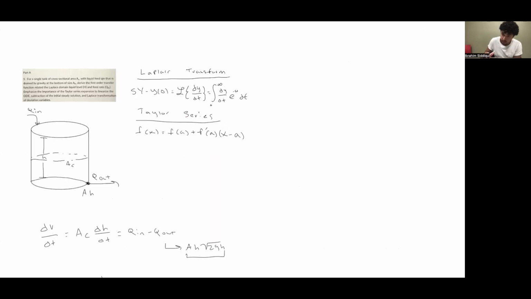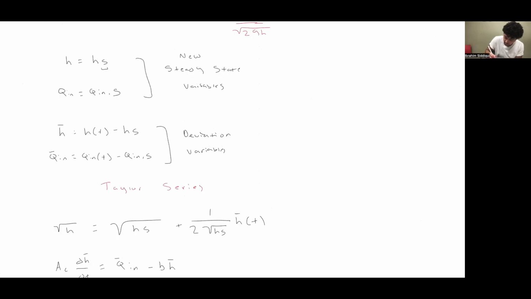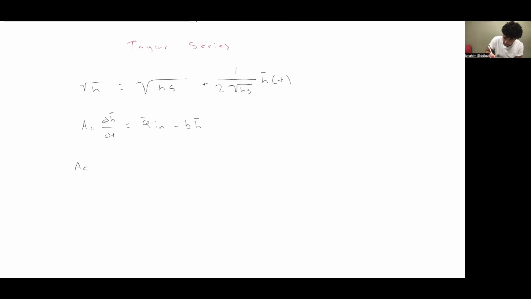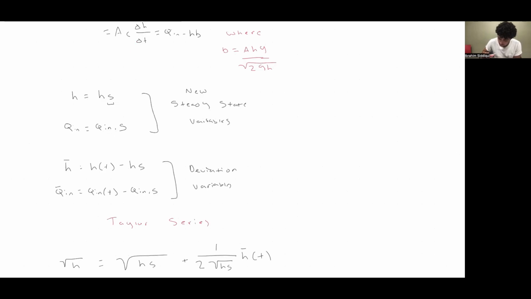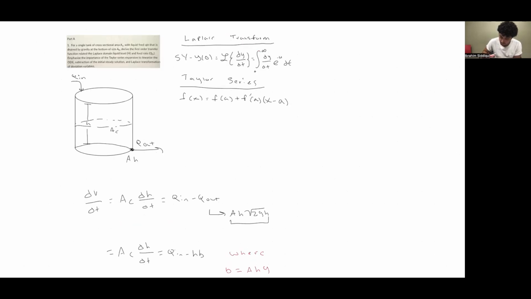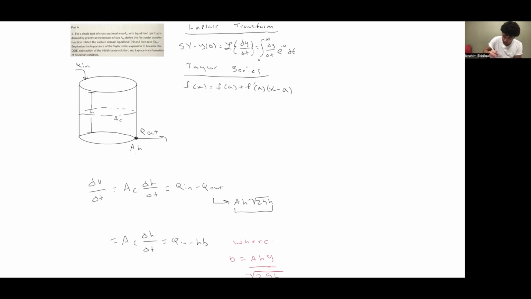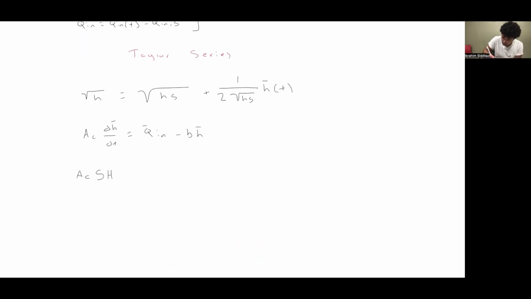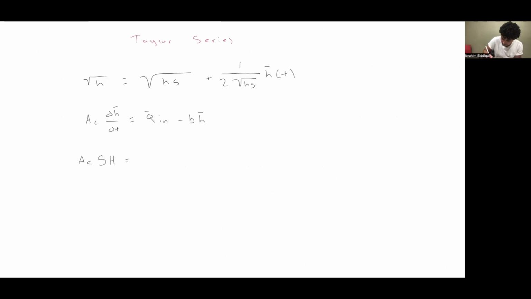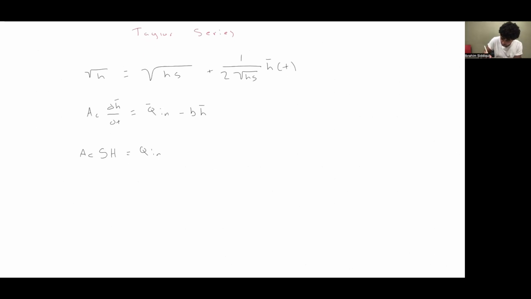So let's come back down here and see what we have. We can rewrite this as the cross-sectional area of our tank times S times our H bar, our big H. So again, remember we are looking at this liquid level H, which is replaced with our Laplace, essentially. So that's where we finally introduced this variable, and it's going to be equal to our Qn as a function of S minus our b times our big H as a function of S.